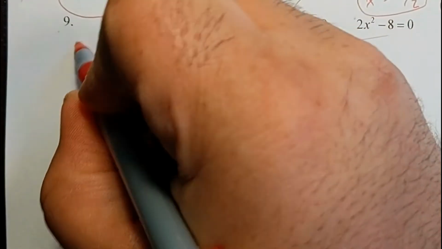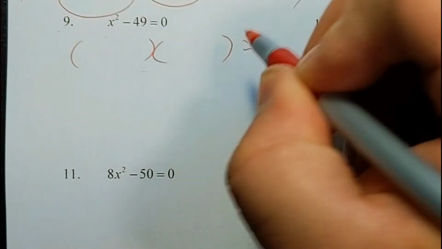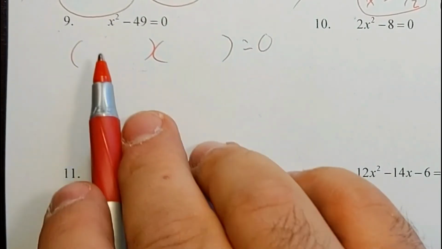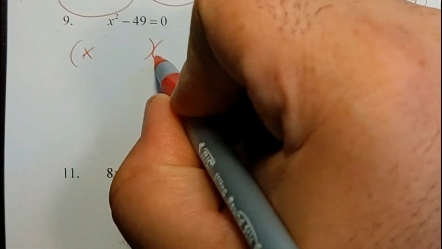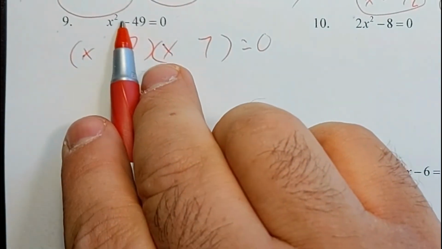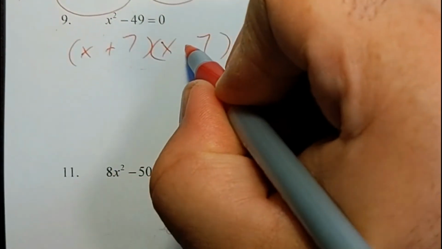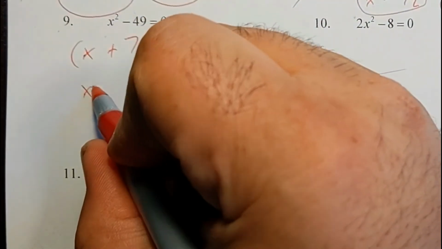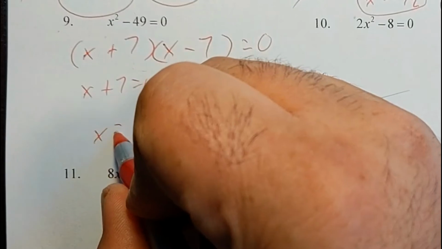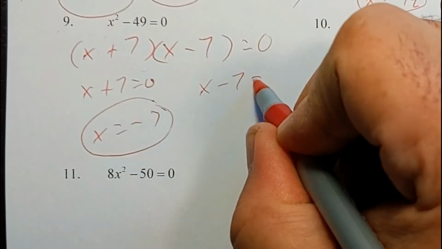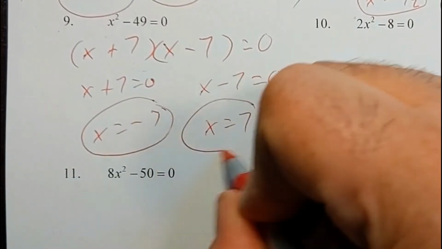So when I do this one, because x squared is a perfect square and 49 is a perfect square, I can just go the square root of x squared is x, and the square root of 49 is 7. And then remember that there's no middle value because the signs were different. So those are my two factors. If I set this equal to 0, I get negative 7. If I set this one equal to 0, I get a positive 7.